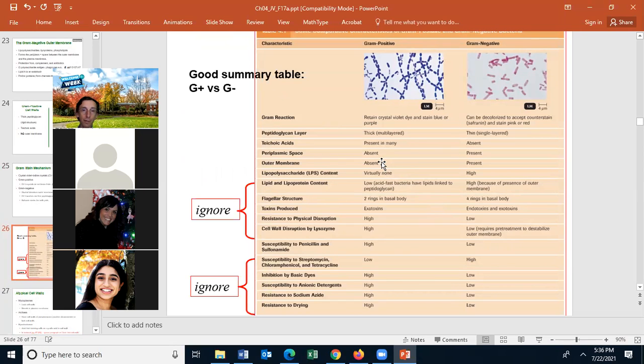All right, so this table gives you a nice summary of the differences between the gram-positive cell, thick peptidoglycan in the gram-positive, thin in the gram-negative, teichoic acid present in gram-positives, absent in gram-negative. You don't need to know about the periplasmic space. Outer membrane absent in gram-positives, present in gram-negatives. The lipopolysaccharide, which is a part of the outer membrane, is none in the gram-positives, and it's fairly high content in the gram-negatives. You can ignore the lower portion of this table.